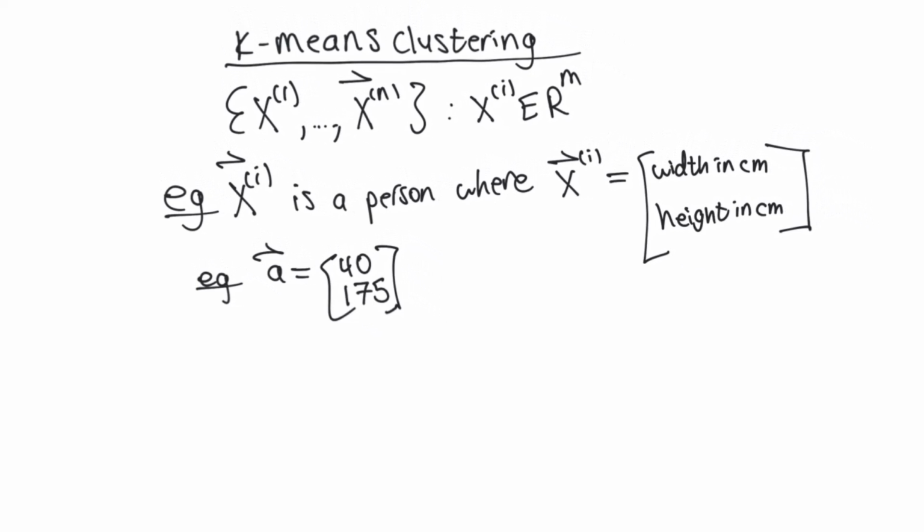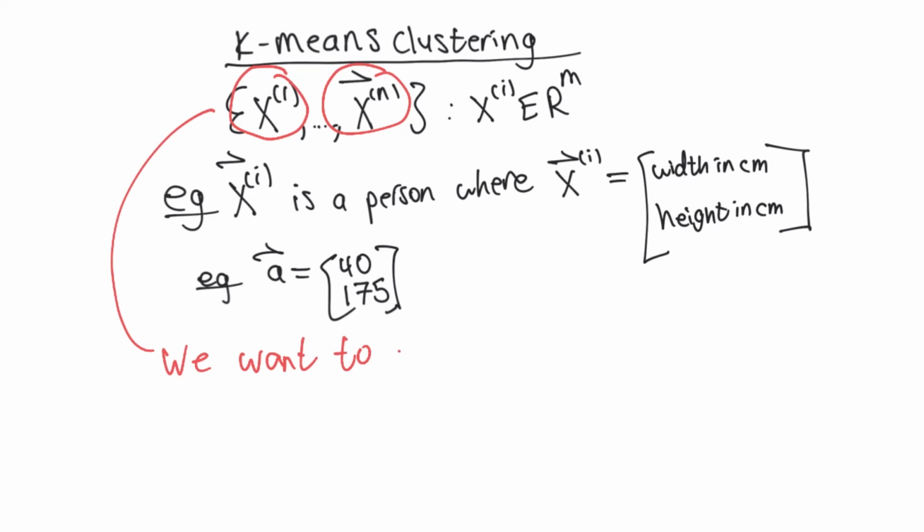To explain the k-means clustering algorithm, its job is to assign each of these x1 up to xn, each of these guys, to a group. I'm just going to write that down. We want to assign each xi to a group.